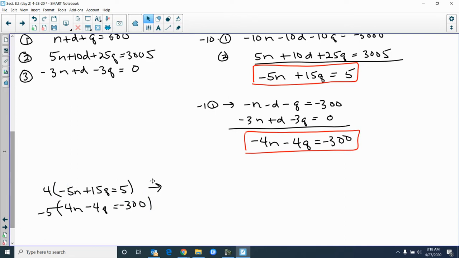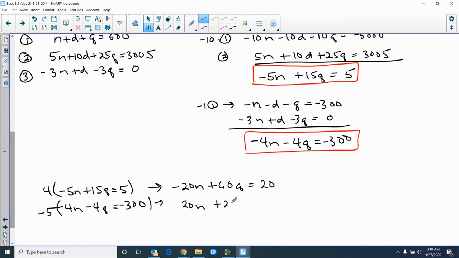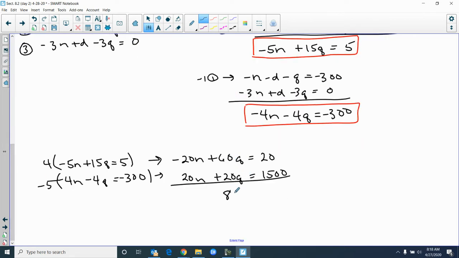That gives me negative 20n plus 60q equals 20. And then this gives me negative times a negative. That should be positive 20n. Negative times a negative plus 20q. And negative times a negative. What's negative 5 times negative 300? That's 1,500, right? And now 60 plus 20 is 80q. It looks like 1520.